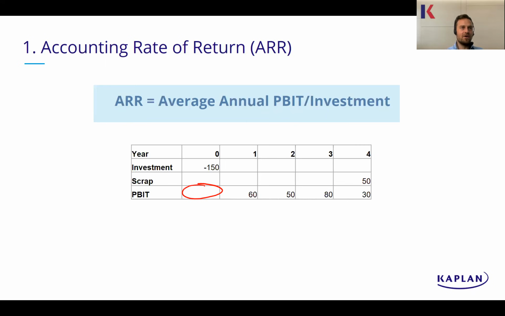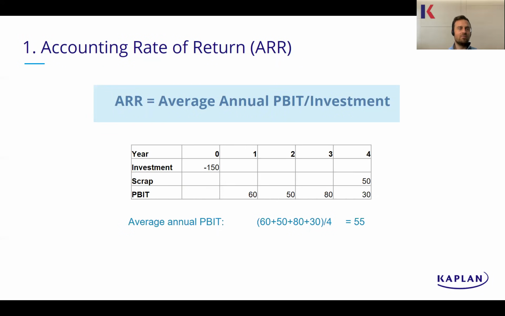So the formula says we need the average annual profit before interest and tax. All I'm going to need to do is take the average of these four figures, and hopefully you're all okay with averages. If I add them up and divide them by 4, that will give us the average annual profit before interest and tax. Sure enough, if I do that, we end up with 55. So the average profit before interest and tax is 55 if you add up the 4 numbers and divide them by 4. That's the top bit of the formula that we need.